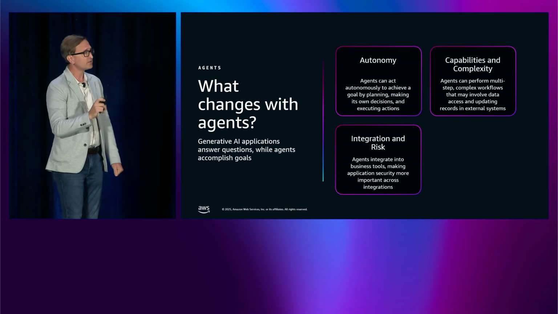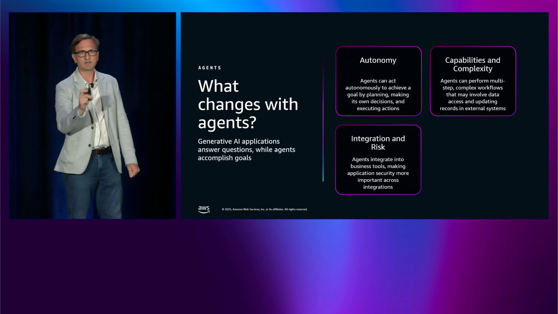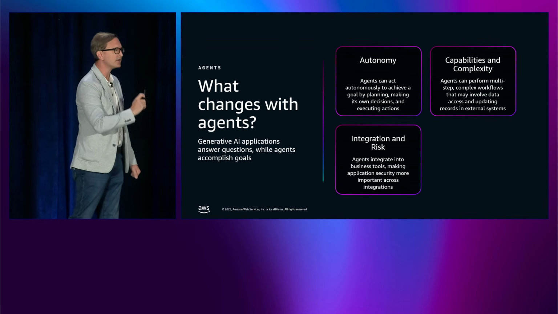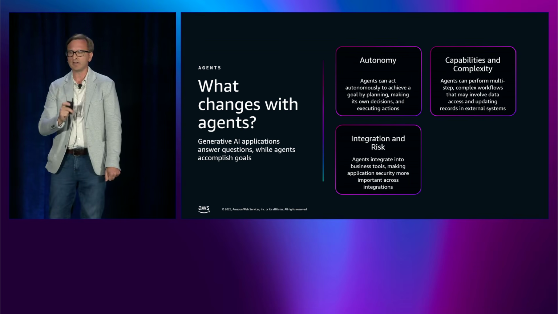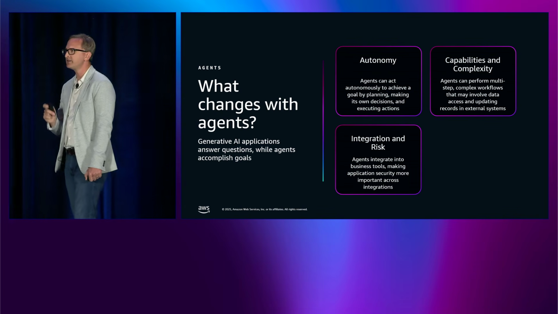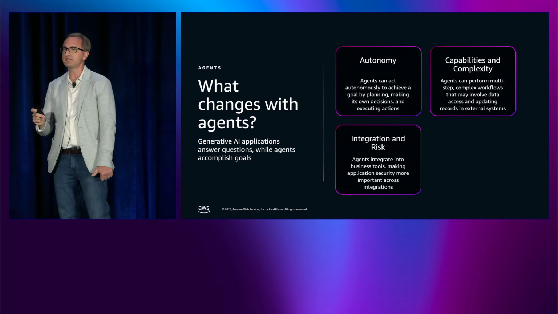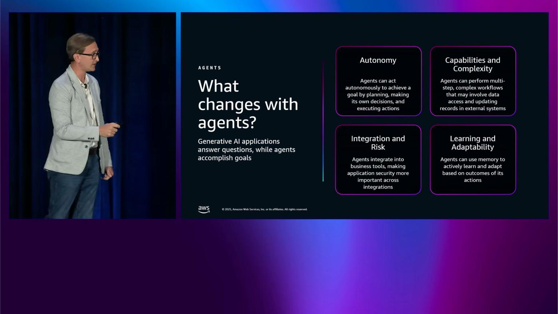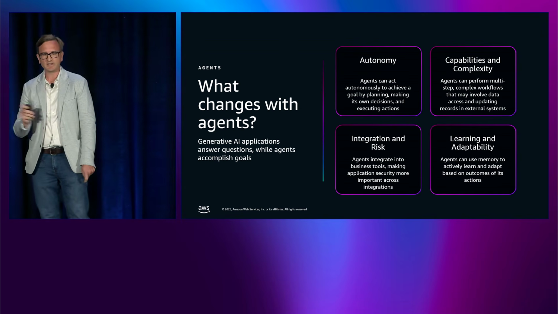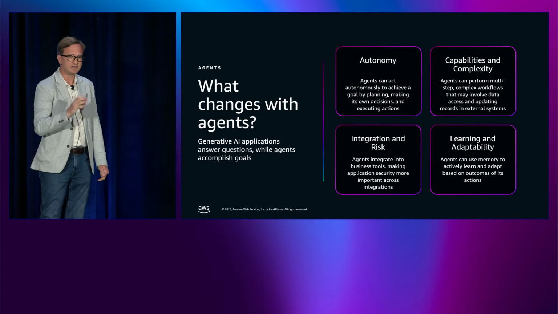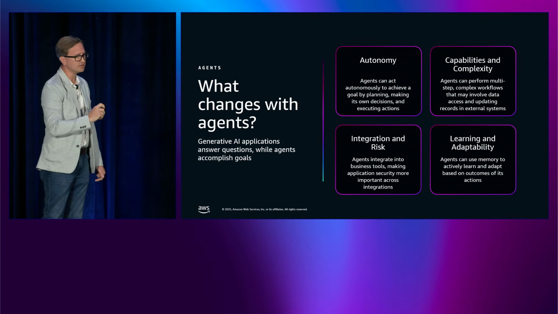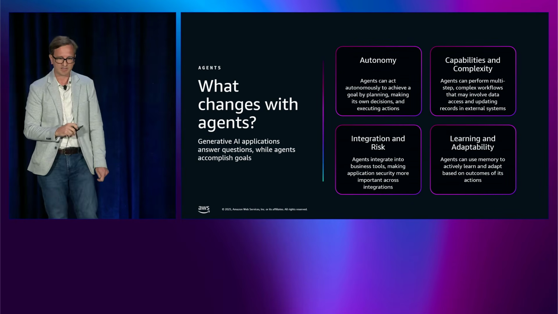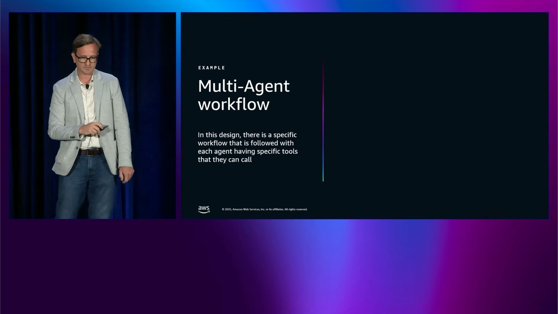They do increase our risk profile. Because we are giving agents more autonomy, we are taking on more risk, because we don't necessarily know what the LLM is going to decide for us, and whether it's aligned with what we want it to do. So we're going to put guardrails around it. And finally, learning and adaptability. Agents can use memory to actively learn and adapt based on the outcomes of previous actions.